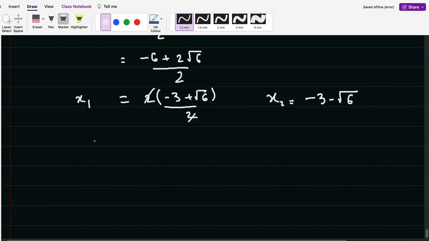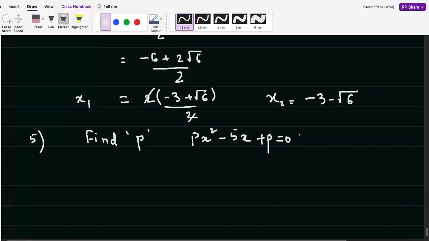One more type of problem that may come in the exam, and where you can use the determinant. One such problem I came across today is: find the value of p such that the equation px square minus 5x plus p equal to 0 has real and equal roots. Real and equal means you know what to do, right? The determinant will give you what value? Determinant will be equal to 0.